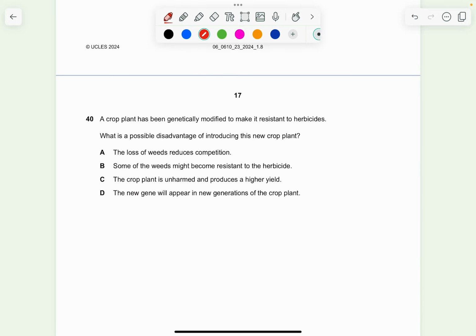Question 40. A crop plant has been genetically modified to make it resistant to herbicides. What is the possible disadvantage of introducing this crop plant? The loss of weeds reduces competition. This is wrong. Some of the weeds might become resistant. Yes, because the main words here are make it resistant to herbicides. The crop plant is unharmed and produces a higher yield. This is wrong. The new gene will appear in newer generations. No, it will appear immediately. So the answer is B.